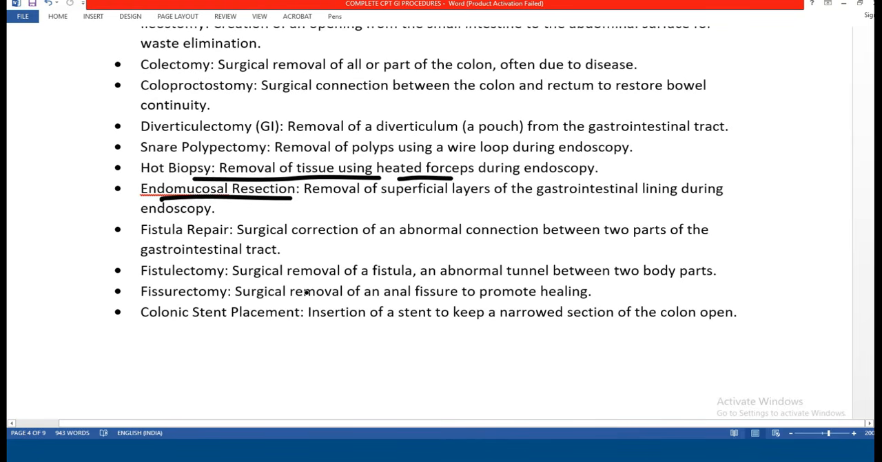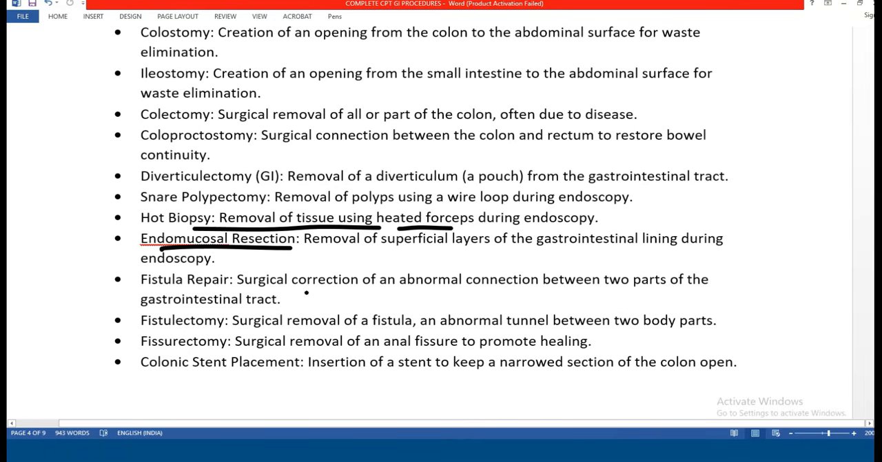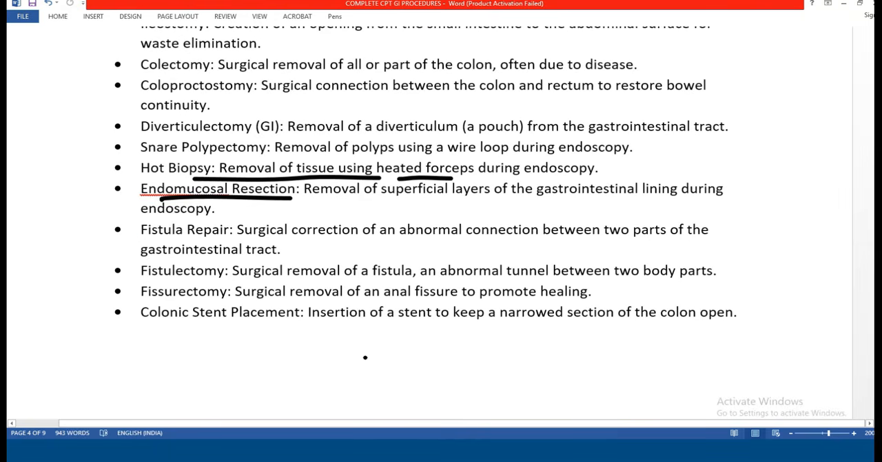Okay. Next, fistula repair. So basically a fistula is an abnormal connection between two parts of the gastrointestinal tract. Okay. Fistulectomy. Surgical removal of a fistula is called fistulectomy. Fissurectomy. Surgical removal of an anal fissure to promote healing is called fissurectomy. Colonic stent placement. So insertion of a stent to keep a narrowed section of the colon open. So in reports wherever you see stent insertion, most of the time the stent's purpose is to open the narrowed section of any type of anatomical area.